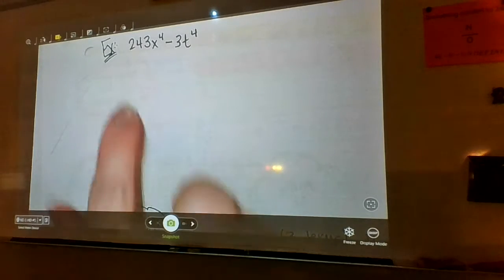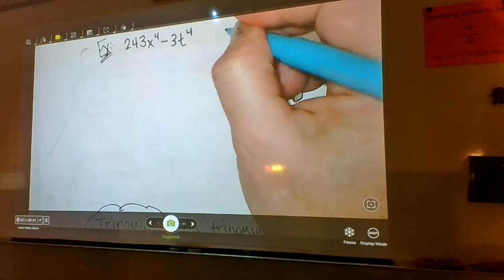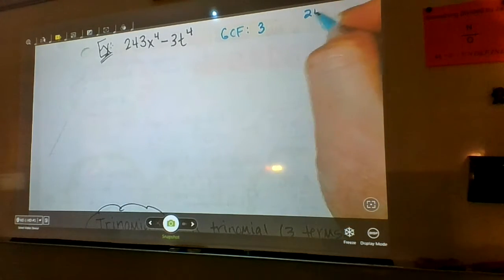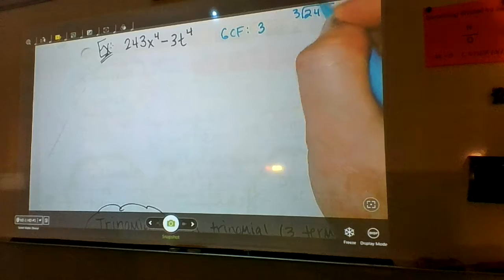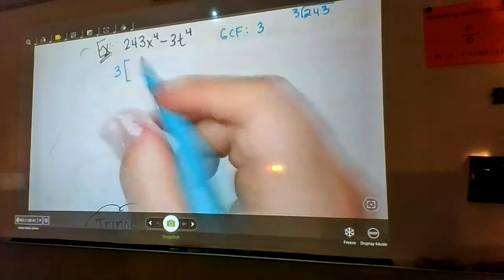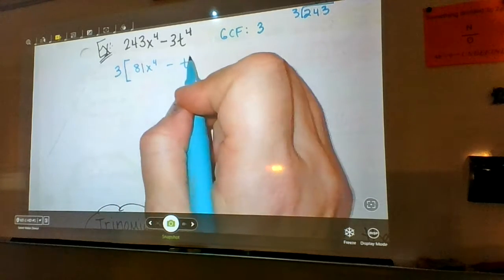Okay. Is this a difference of squares? 243x to the fourth minus 3t to the fourth. So we have two terms, so we want to start by looking for a GCF. Is there a GCF between these? Probably 3. Let's check. Yeah, because 3 goes into 243 81 times. Perfect. So this is now 3, and remember to keep that 3 out in front, and then 81x to the fourth minus t to the fourth.